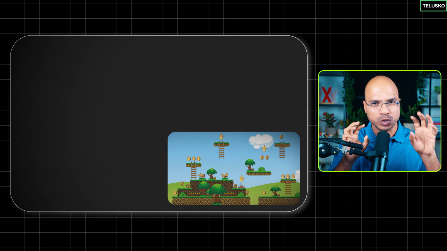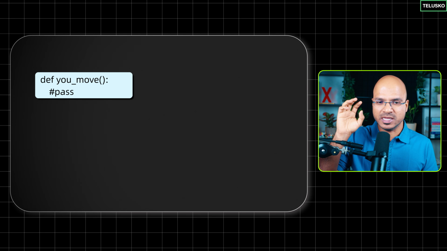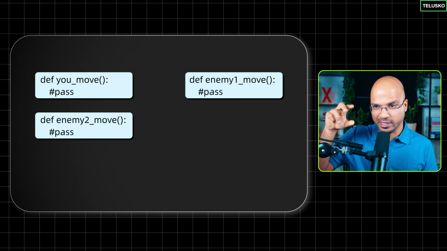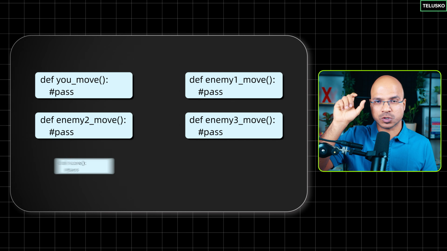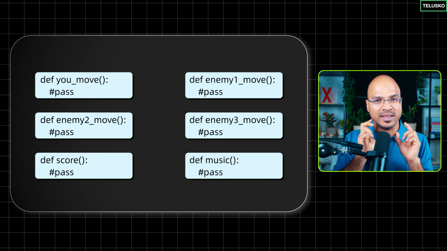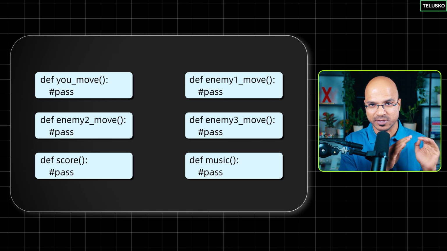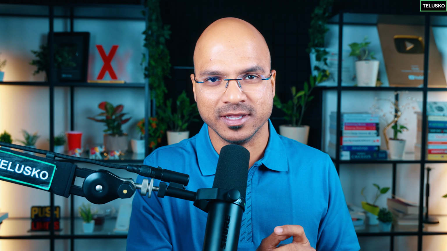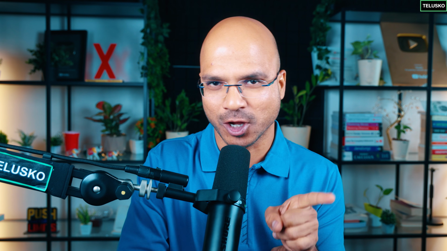Now, if you say you are moving is one function, the enemies are moving is one function. I mean, of course, there will be multiple functions for the enemies because there are different enemies there. Then there's score update for one function. There's music, one function. All these functions are executing at the same time. I mean, simultaneously. So if you don't have this feature of executing them simultaneously, then what will happen is you are moving, then you are stopping, then enemies are moving, then they are stopping, then music is playing, then that is stopping, then score is updating, then that is stopping.